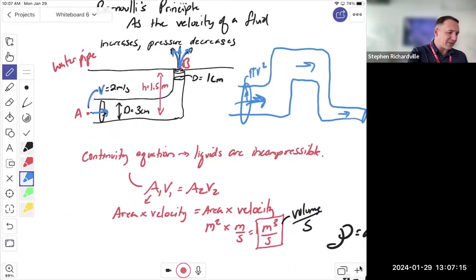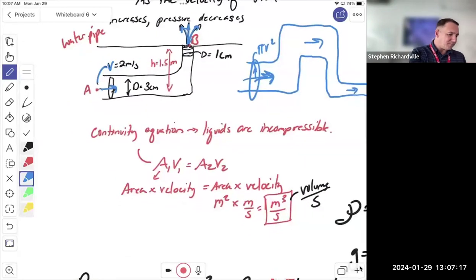Okay, well, let's apply that to this problem. I know that area is pi r squared for a circular pipe, and velocity is going to be v. So I'm going to look at the pi r squared at A times the velocity at A and compare that to pi r squared at B times the velocity at B.